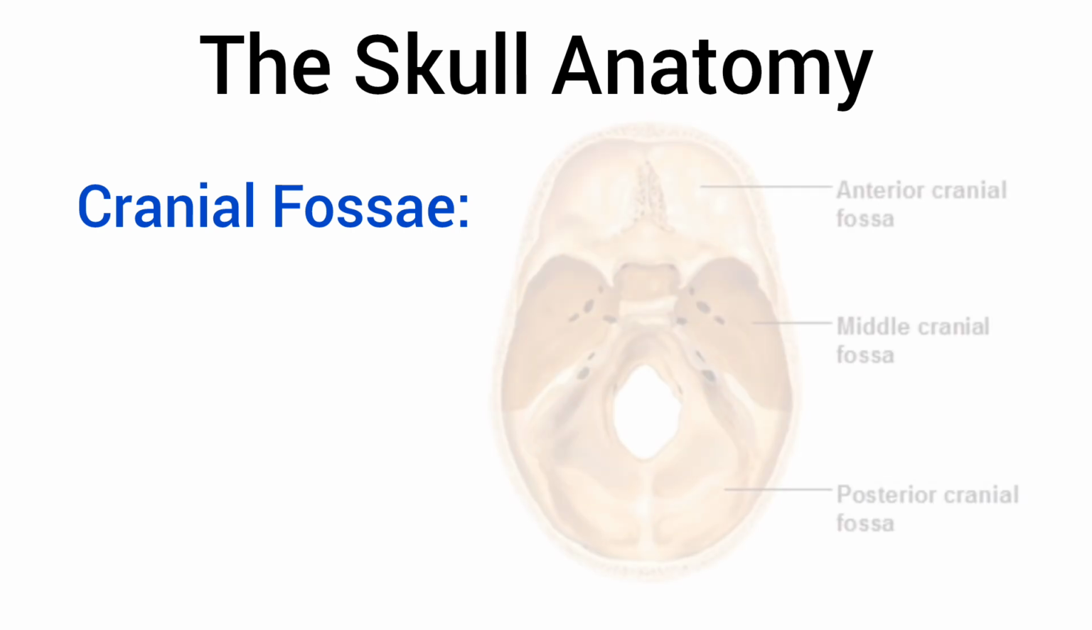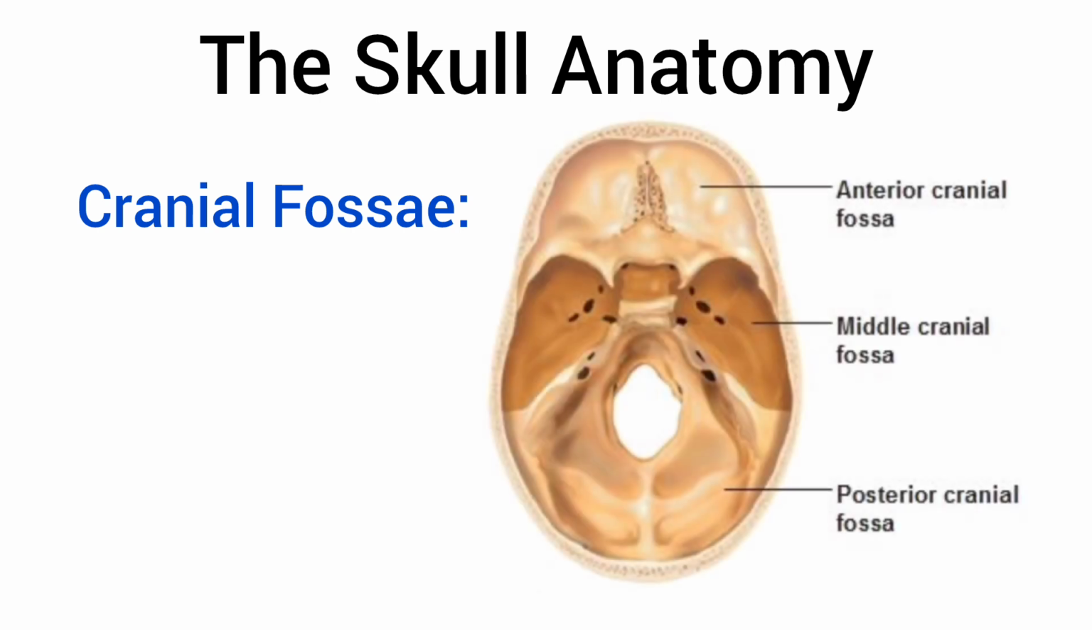The internal base of the skull is divided into 3 depressions called cranial fossae, which support different parts of the brain. Anterior cranial fossa houses the frontal lobes of the brain. It is formed by the frontal bone, ethmoid bone, and sphenoid bone. Middle cranial fossa supports the temporal lobes. It is formed mainly by the sphenoid and temporal bones. Posterior cranial fossa contains the cerebellum, pons, and medulla oblongata. It is formed by the occipital bone and parts of the temporal bones.